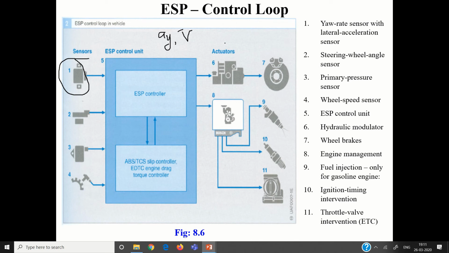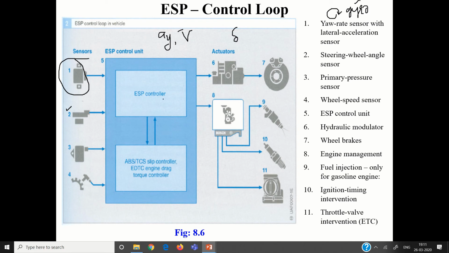Okay, when you are steering, you are measuring, say, delta. This is a rotational part of it, so you can also use a gyro, right? So gyro is there, lateral sensor is there, right? Then a steering wheel angle sensor, that is delta. Then primary pressure sensor, here you have, right? Then wheel speed sensor, which will measure omega. Okay, all these inputs are given to this.